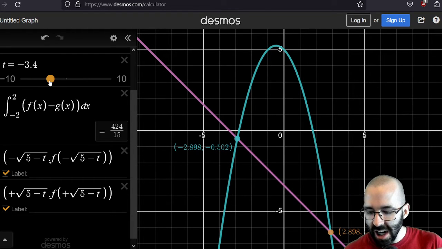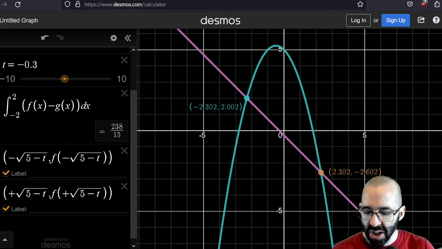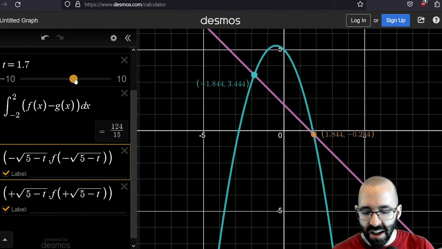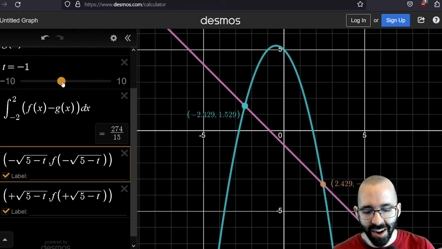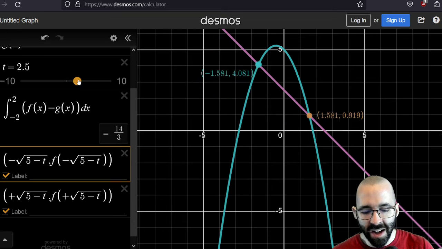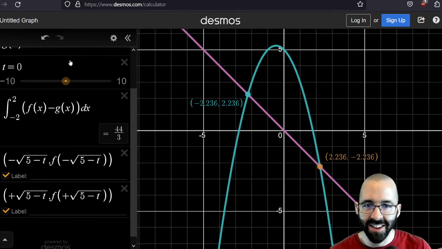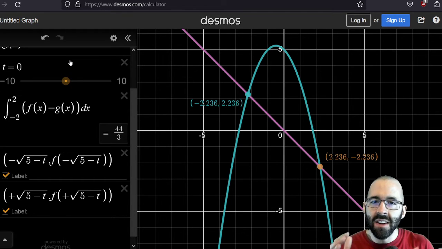And as t changes, notice that these points, plus or minus the square root of 5 minus t, is the x-coordinate. The y-coordinate is what happens when you plug that into our function. This always will give us the intersection of these two functions. So no matter what t is, we have found the region of integration. Pretty fancy, right? And this is a lot of times a struggle for a lot of students, and that's okay.